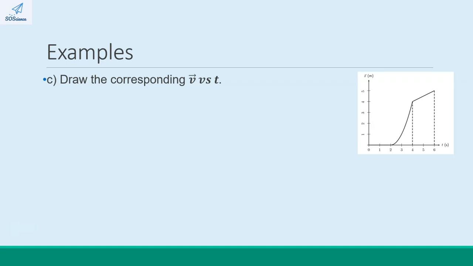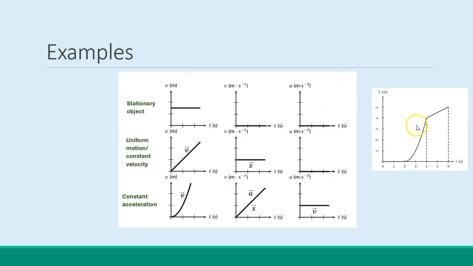Now we need to draw the corresponding v versus t graph. So let's come back here. So this is our xt graph that we now need to turn into a vt graph. Now, over here, we've got no movement. It's stationary. So we can see that when the xt graph is flat, there's no velocity. So for the first 2 seconds, the velocity will be at 0.